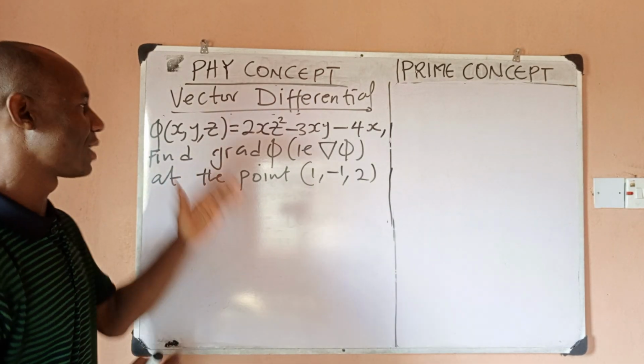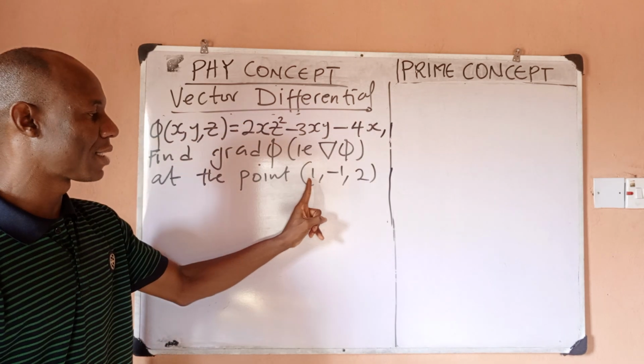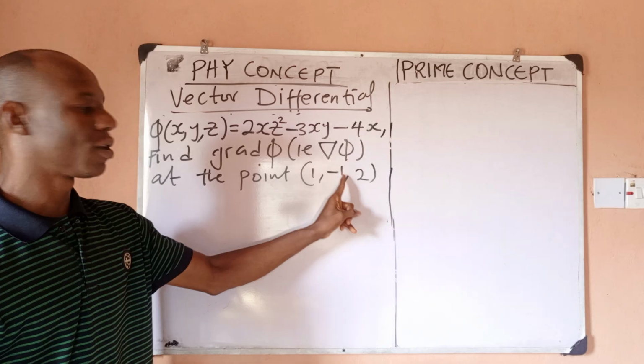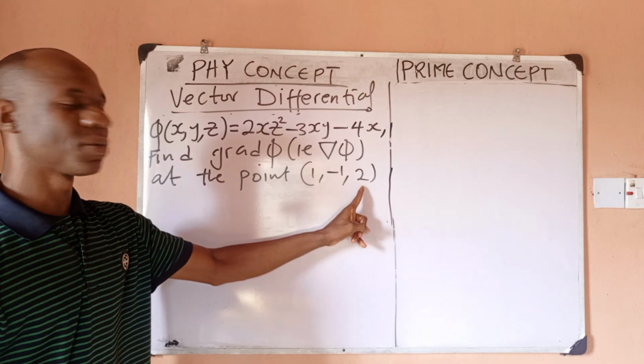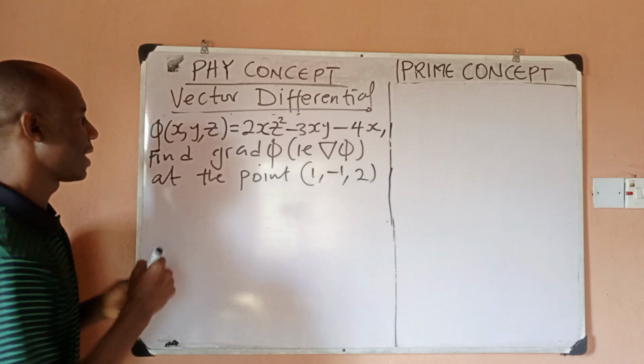So what it means is that when we finish finding the gradient, wherever you see x, you substitute 1. Wherever you see y, you substitute -1. Wherever you see z, you substitute what? 2. So we're going to write the formula and then do it one at a time.